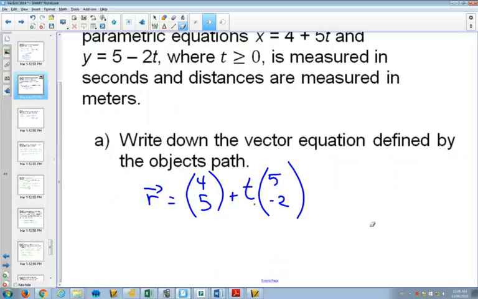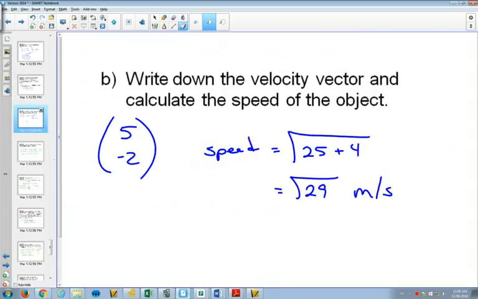All right. How did you do finding your vector equation of a line from your parametric forms? The velocity vector will be that 5, negative 2. And if you do a squared plus b squared equals c squared, you'll get a speed of the square root of 29. Our units here are meters and our time is in seconds.